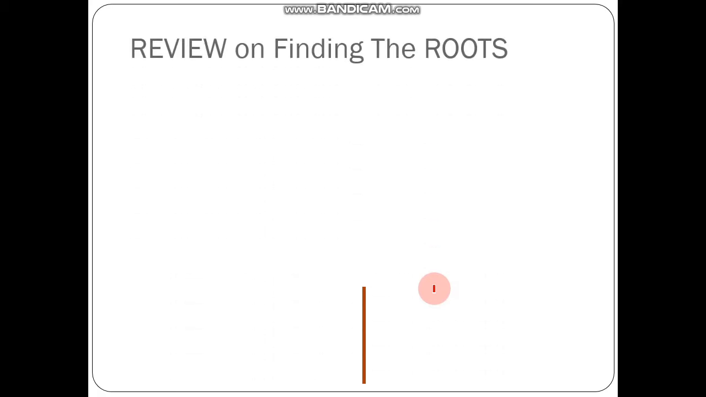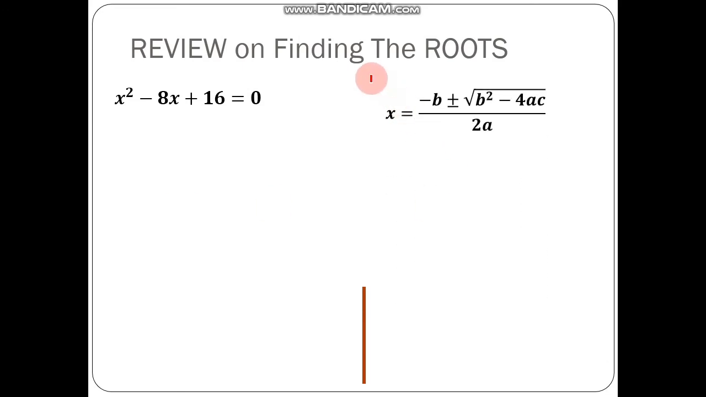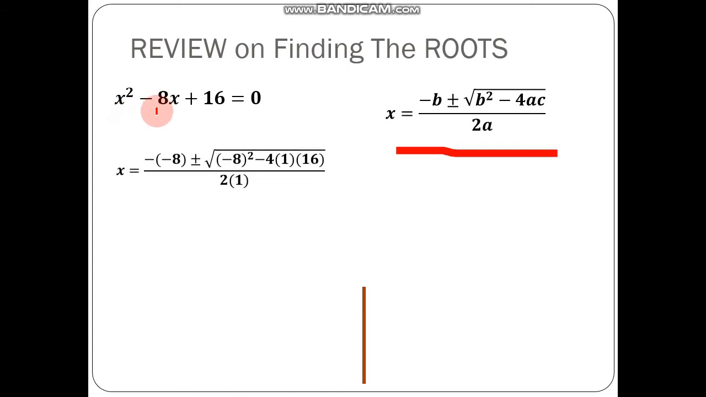Let's have another review on finding the roots. Let's have this equation, x squared minus 8x plus 16 equals 0. And we are going to use the quadratic formula and identify the values of a, b, and c. a is 1, b is negative 8, and c is 16. Substitute those values: b is negative 8, a is 1, c is 16.